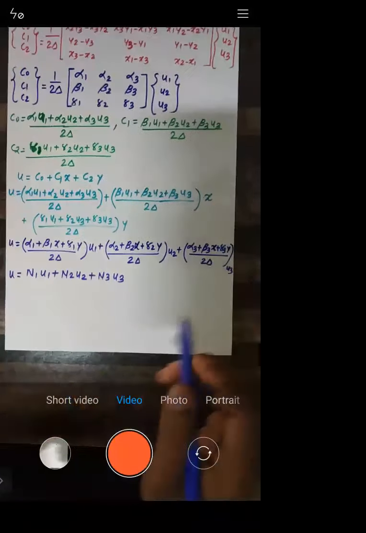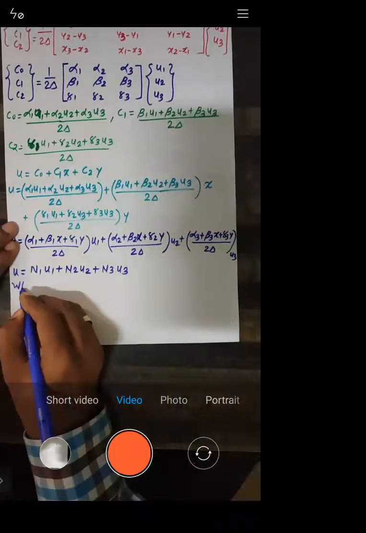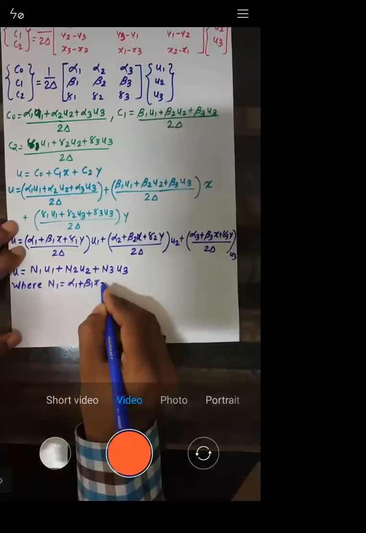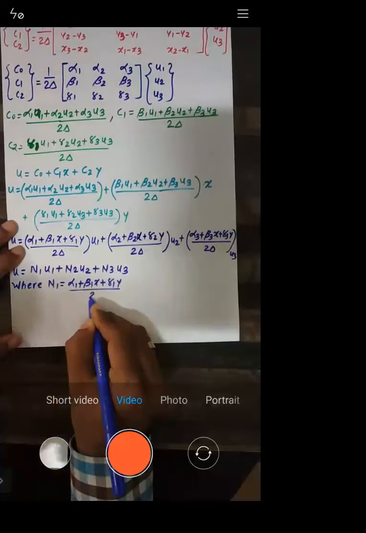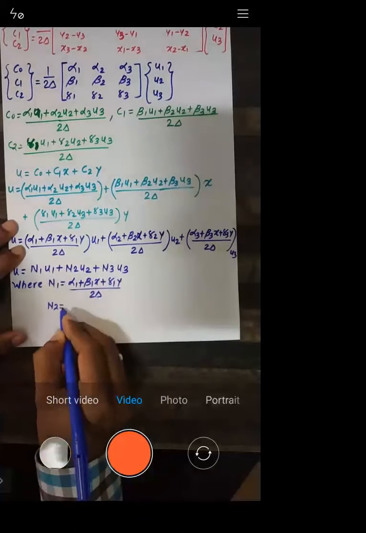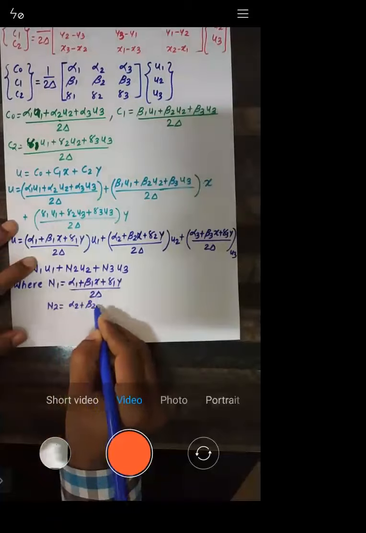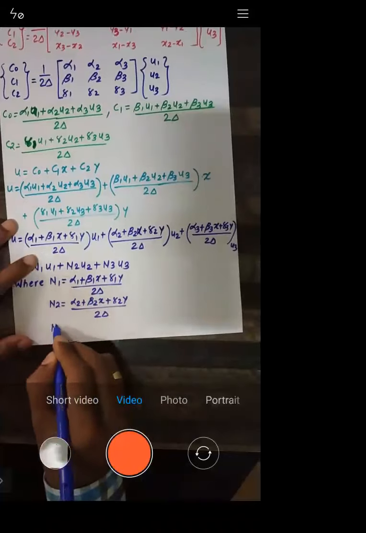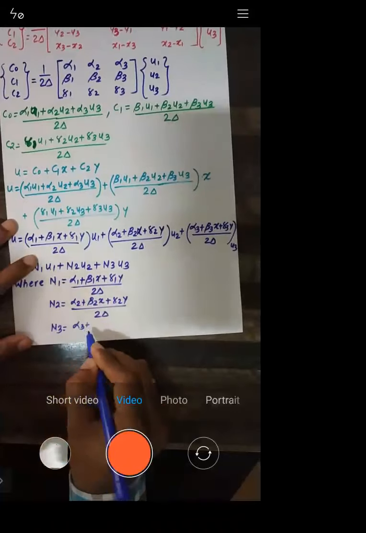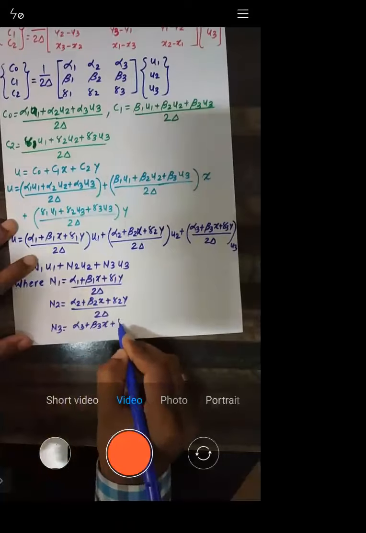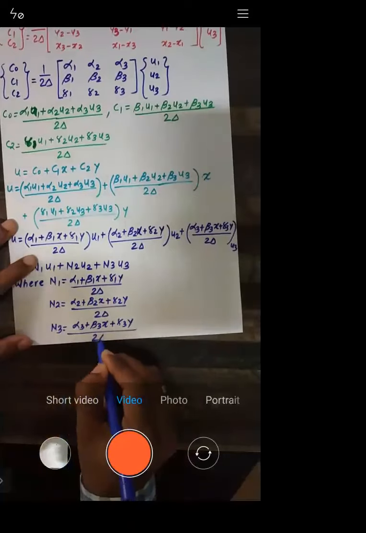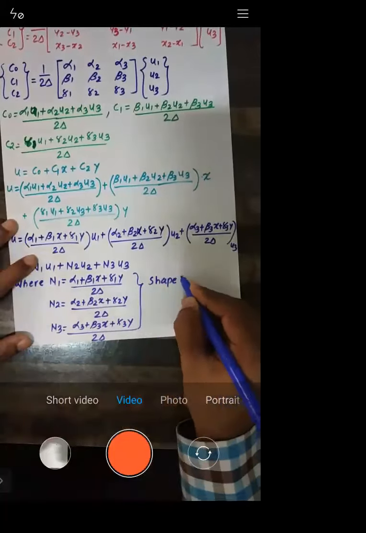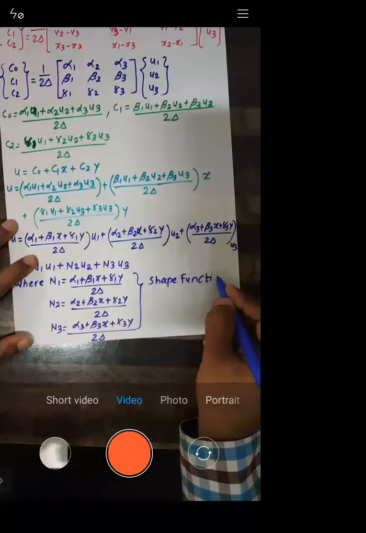So what is n1? n1 is given by alpha 1 plus beta 1 x plus gamma 1 y, divided by 2 delta. Similarly, n2 is given by alpha 2 plus beta 2 x plus gamma 2 y, divided by 2 delta, and n3 is given by alpha 3 plus beta 3 x plus gamma 3 y, divided by 2 delta. These n1, n2, n3 are called shape functions.